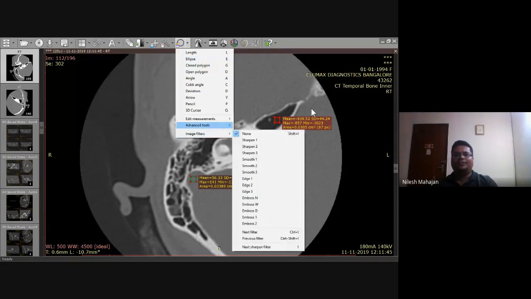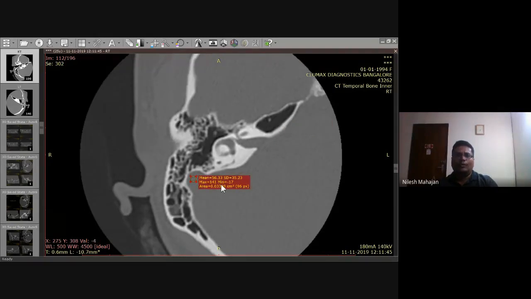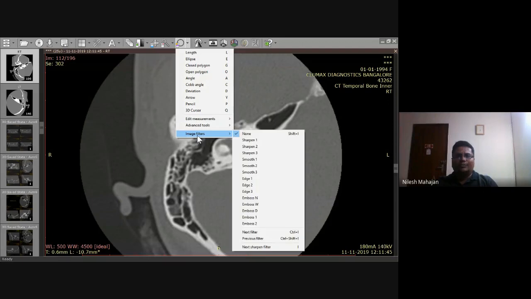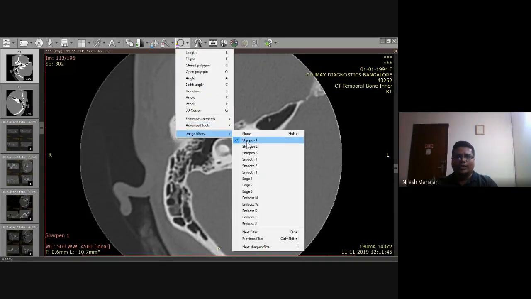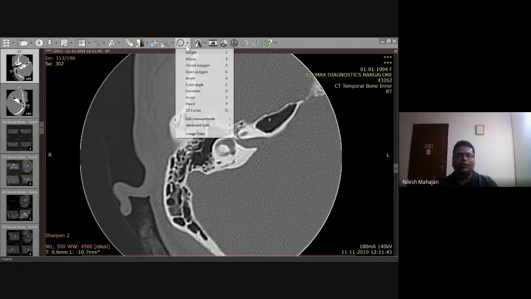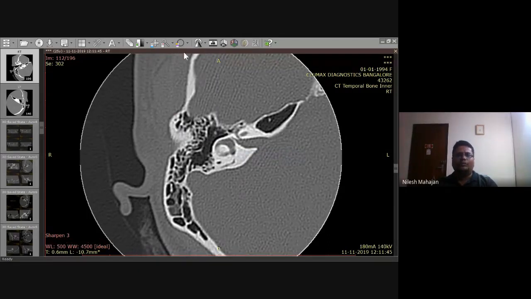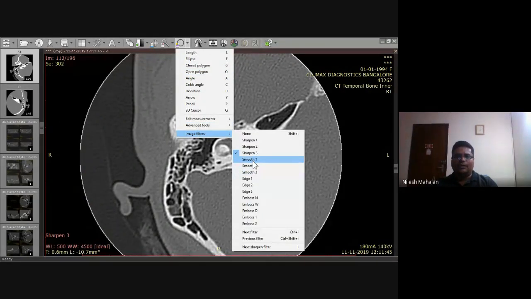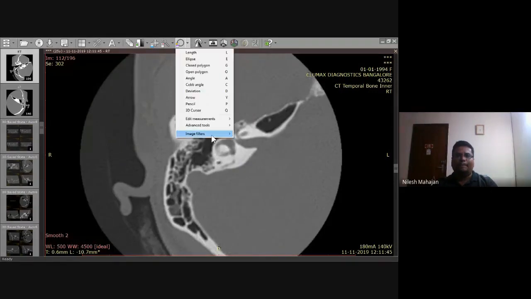Then there are some image filters also. Suppose you are feeling your scan is too blur, it is not much sharp, then you can go to image filter, you can sharpen your scan. Okay, it will become a little more sharp. If you want more, you can sharpen it more. So it is more sharp now. Suppose if you feel it is too sharp, you can smooth the scan. There are options of smooth 1, 2, 3, like that. You can smooth your scan.